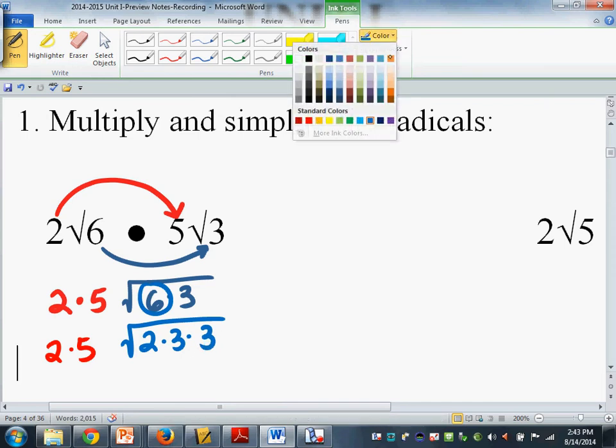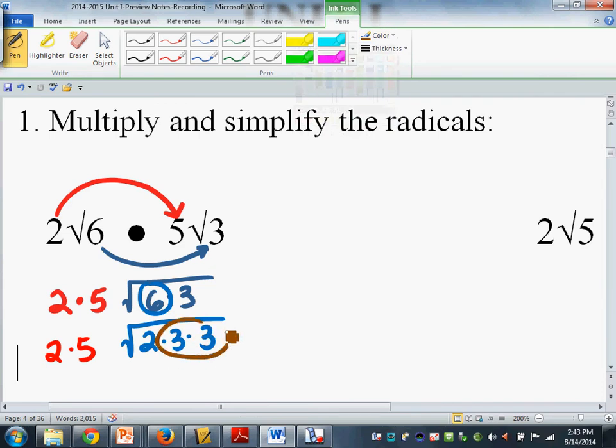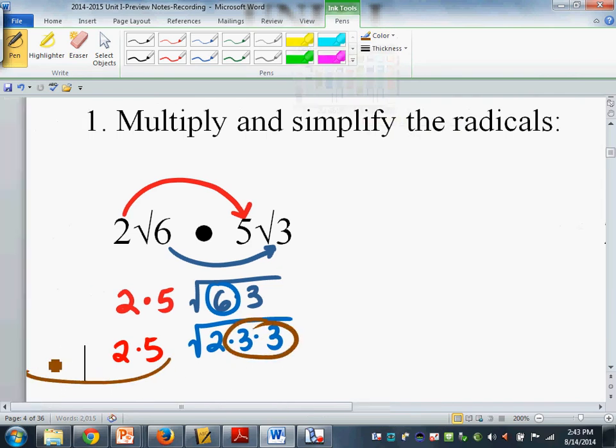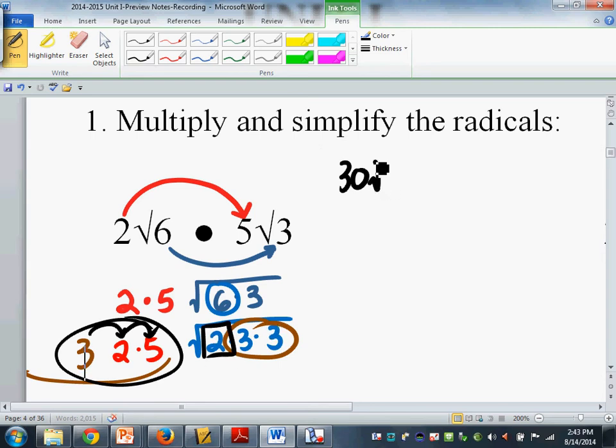Now, whenever you have a double underneath the radical, we're going to pull it out. So circle those double 3s. We're going to pull them out. So we're pulling out another 3. Now we multiply. 3 times 2, which is 6, times 5, which is 30. And then we have square root of 2.